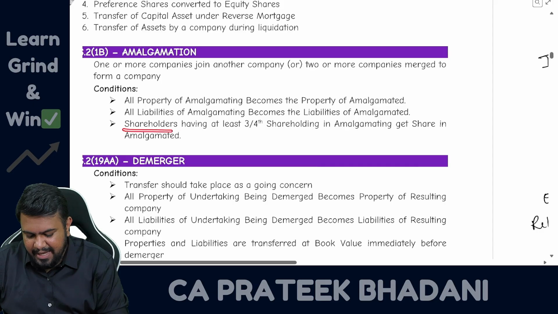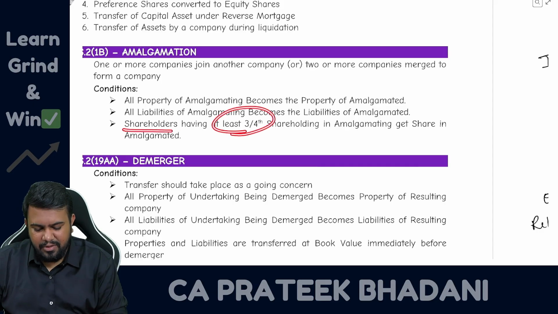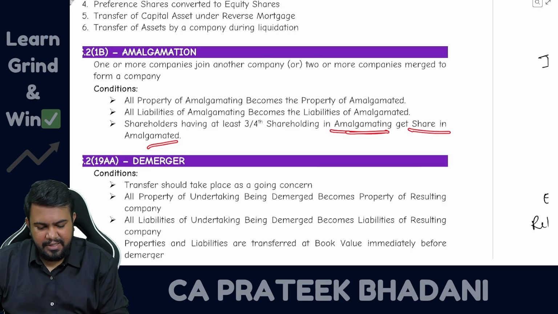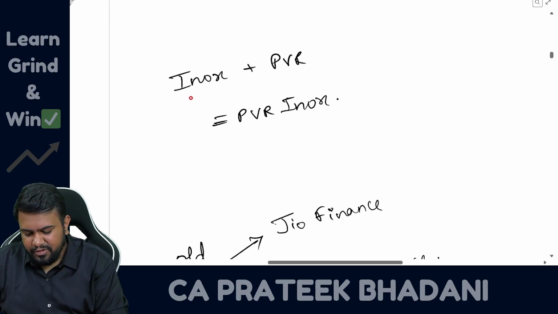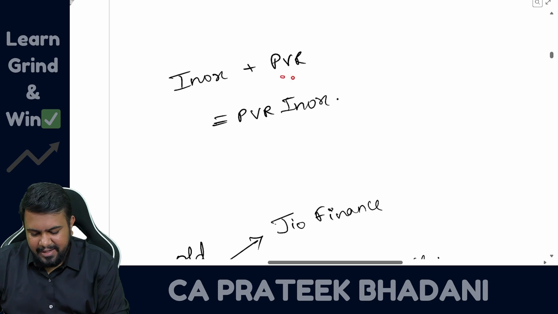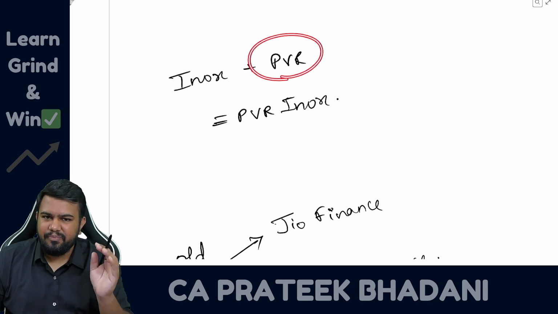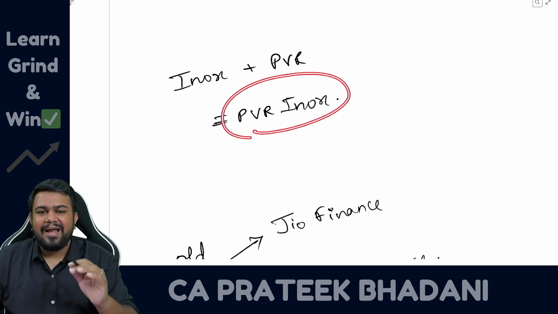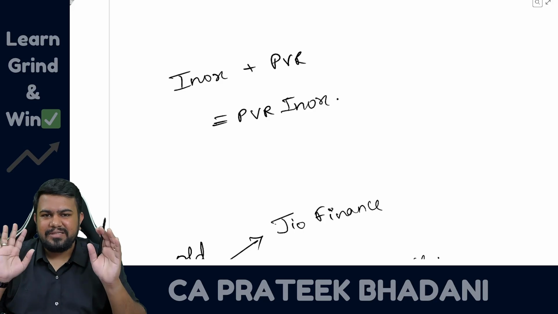And lastly, shareholders having at least 3/4 shareholding in the amalgamating company should get shares in the amalgamated company. So here at least 3/4 shareholders of Inox should get the new PVR Inox shares. Similarly, at least 3/4 shareholders of PVR should get the new PVR Inox shares. Only then it will be considered as transfer.